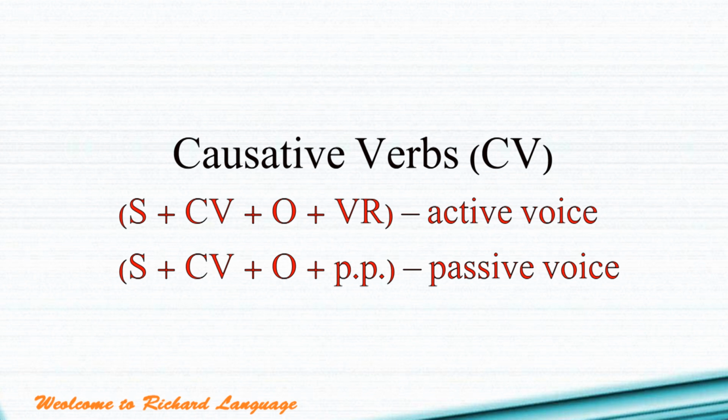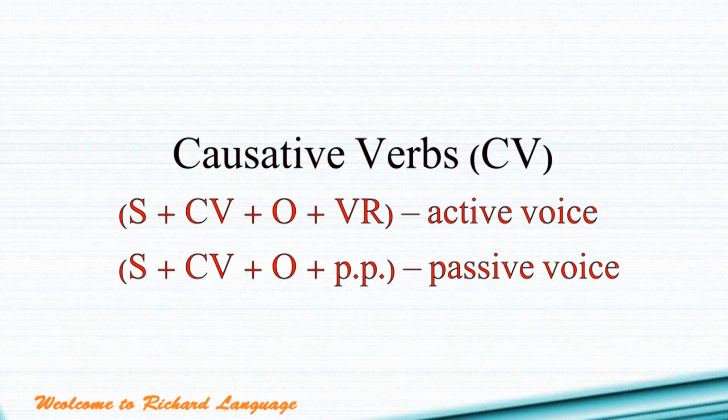And when we talk about passive voice, the sentence pattern should be a subject plus a CV plus an object plus PP. PP is the past participle. Also, it's like the third form of a verb.